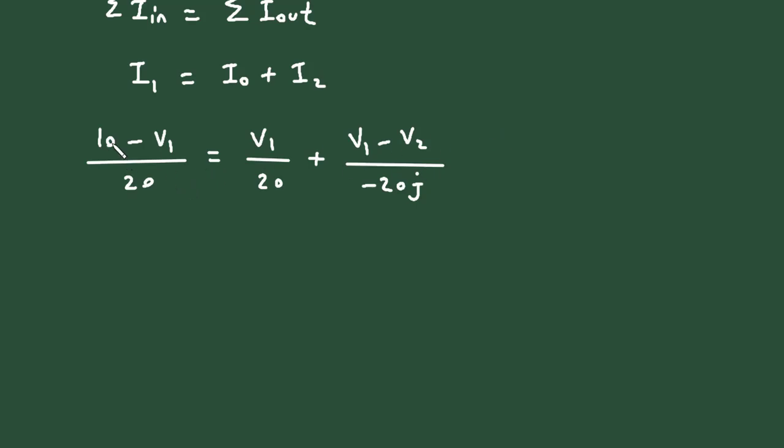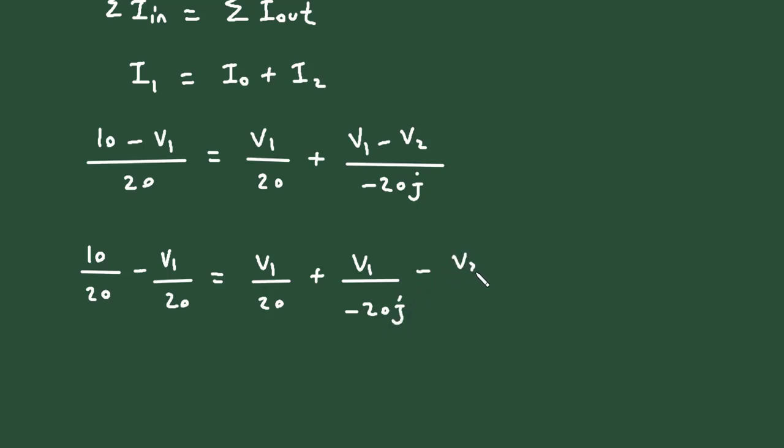Now let's simplify this. So it will be 10 divided by 20 minus V1 divided by 20, or we can take this on right side. So first we will simplify this. V1 by 20 is equal to V1 by 20 plus V1 divided by minus 20J minus V2 divided by minus 20J. So here we can see.